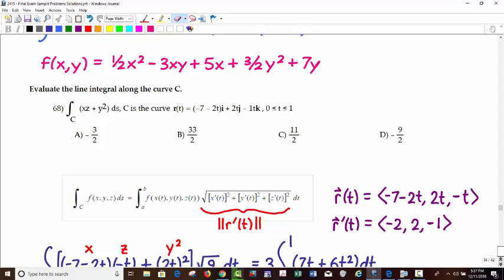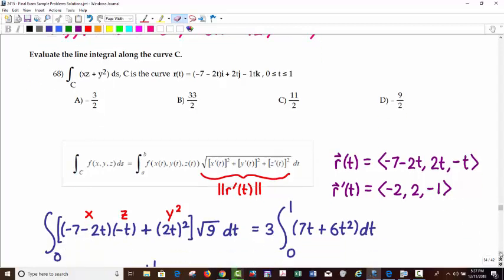So it makes that easy enough. Obviously, anytime you got a square root being a number, that helps us. So we plug that in. You're going to get 4 plus 4 plus 1, square root of 9, which will be 3.